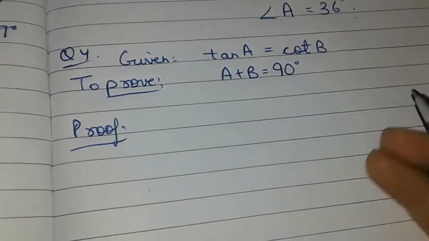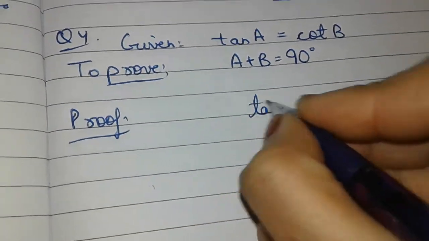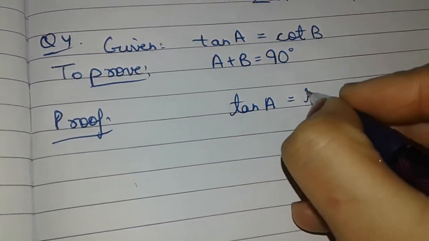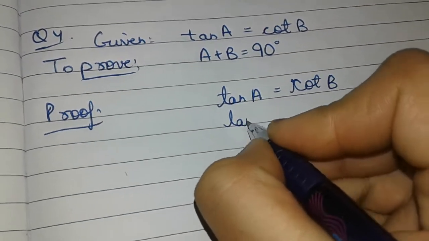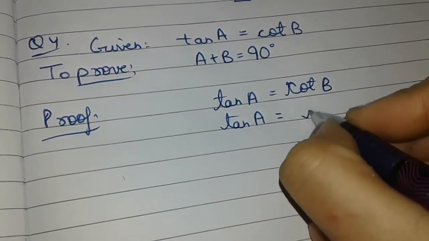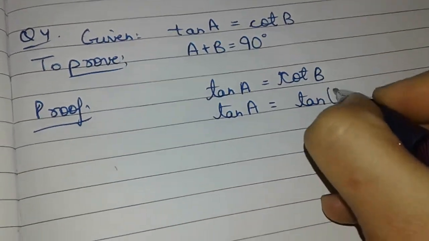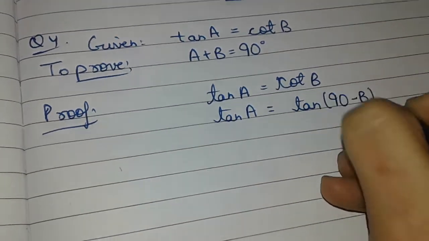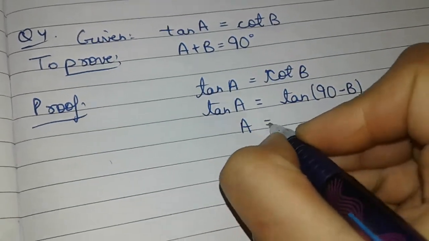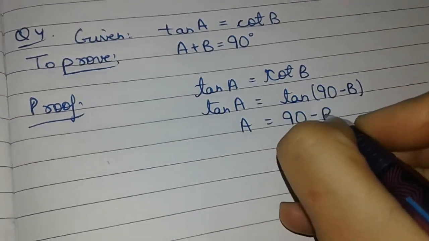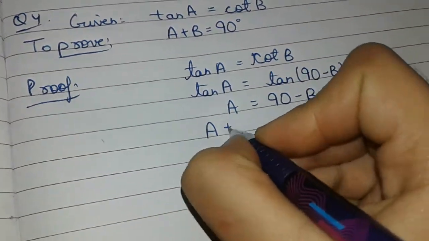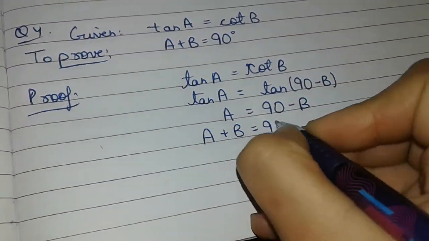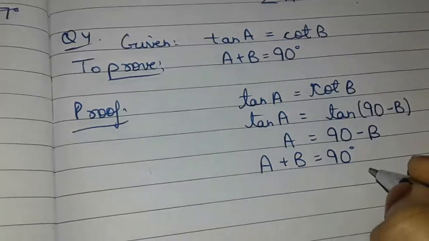Start the proof. Take tan A is equal to cot B. As we know that cot B is equal to tan 90 minus B according to the formulas. Now the equation will become A is equal to 90 minus B. Take this B to this side. A plus B will be equal to 90 degrees, and hence proved.